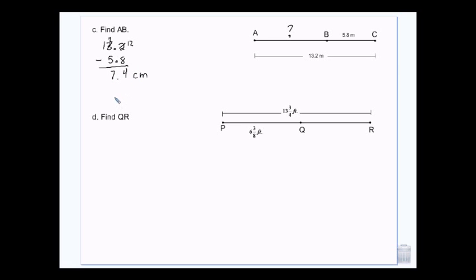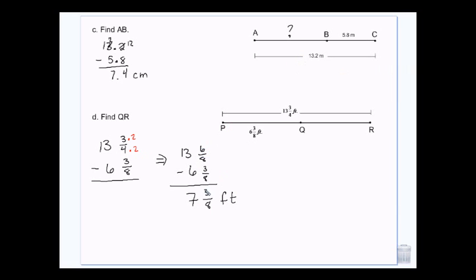So 7.4 centimeters. Same with the fractions. The whole thing is 13 3/4, and I'm going to subtract 6 3/8. I can't subtract that yet, so I'm going to make this into eighths, which is going to make it 6/8 minus 6 3/8. 6/8 minus 3/8 is 3/8, and 13 minus 6 is 7, and that's feet.